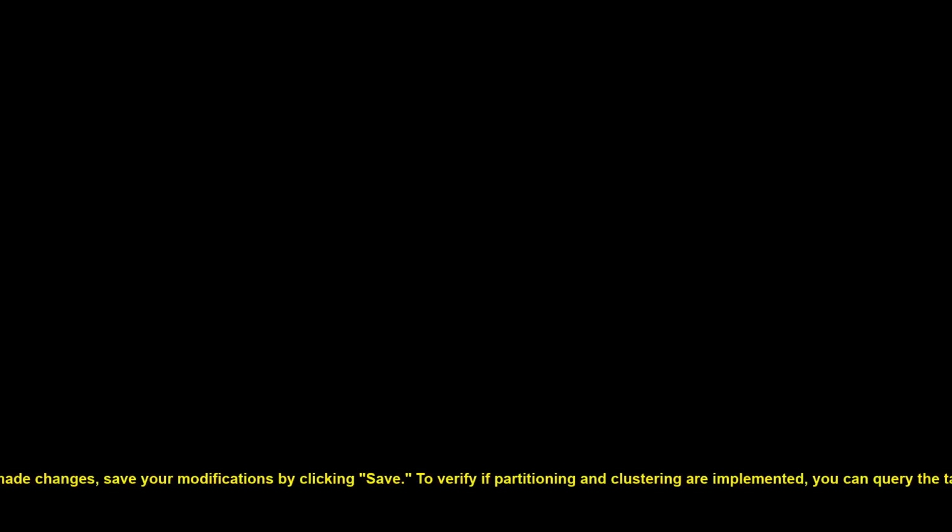If you want to modify an existing table, go back to the dataset in the Explorer pane. Find the table you want to update and click on it. In the Details view, click on the Edit Schema button. Scroll down to the Partition and Clustering fields in this section. Make the necessary changes to enable partitioning and clustering. Once you've made changes, save your modifications by clicking Save.